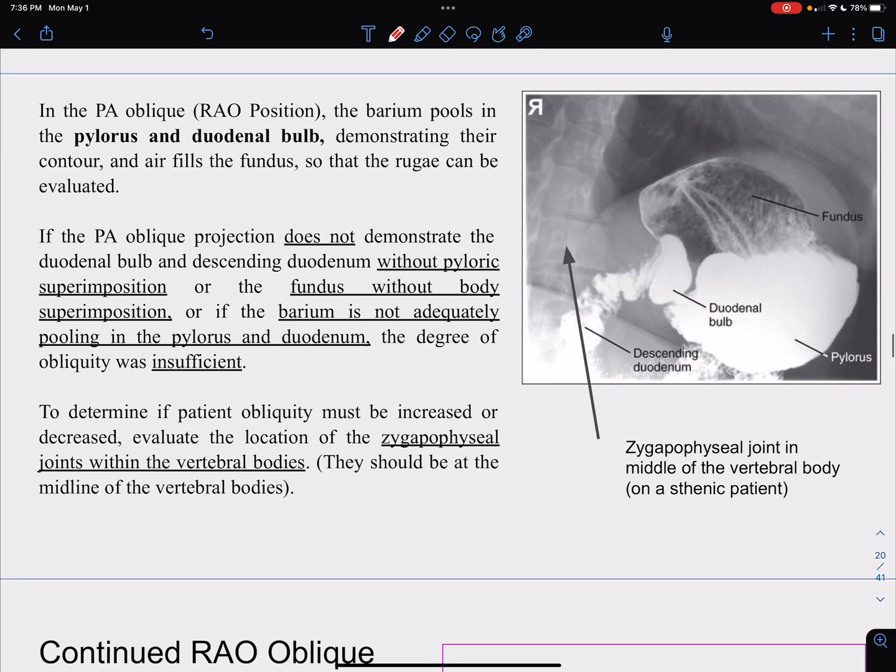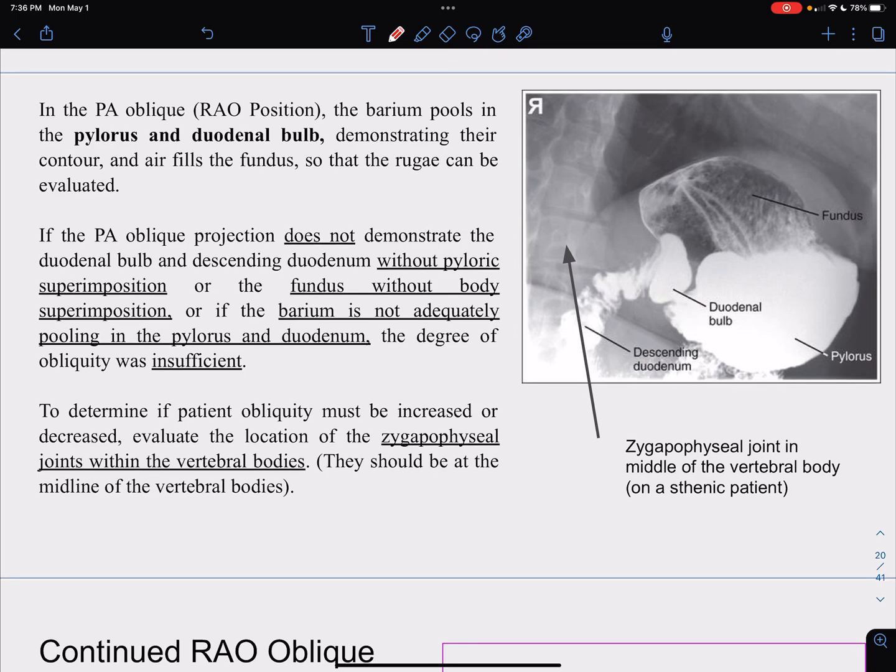In the PA, the RAO position, the barium is going to pool in the pylorus and the duodenal bulb. This is the duodenal bulb, and you see it really well here. And then, of course, the air is going to be in the fundus. So we're going to have barium in the body and in the duodenum. Keep in mind, let's pay close attention, in this view there's barium in the duodenal bulb, because when we look at the LPO, it's going to look different.